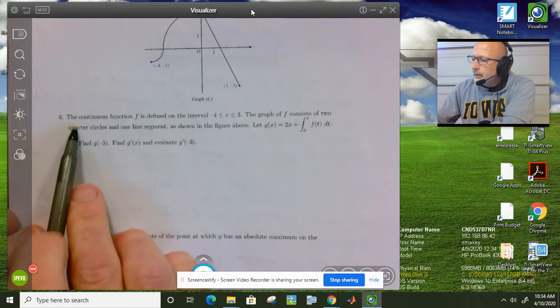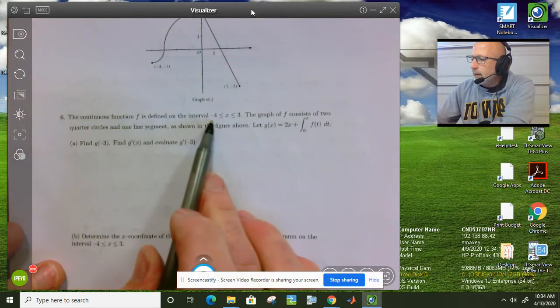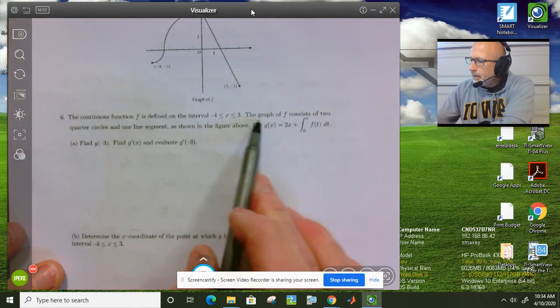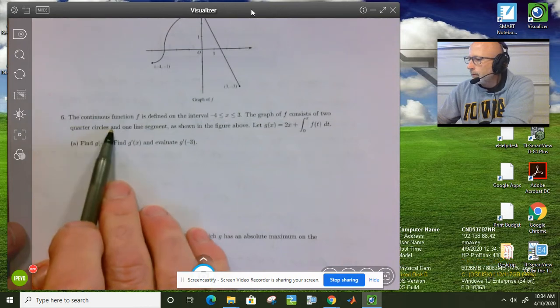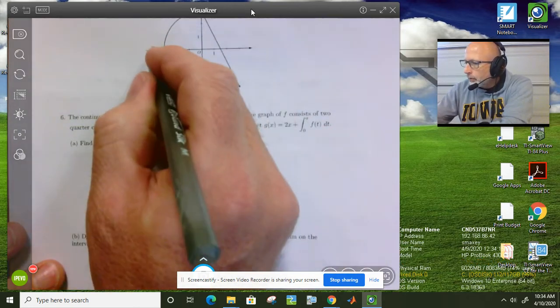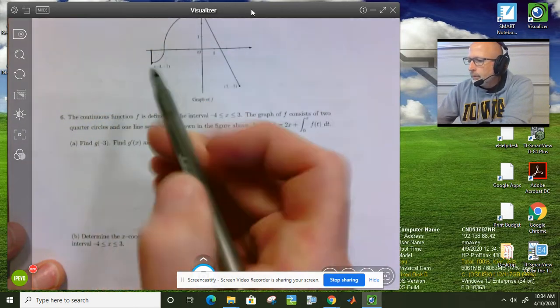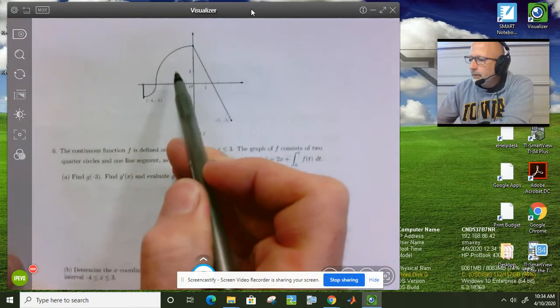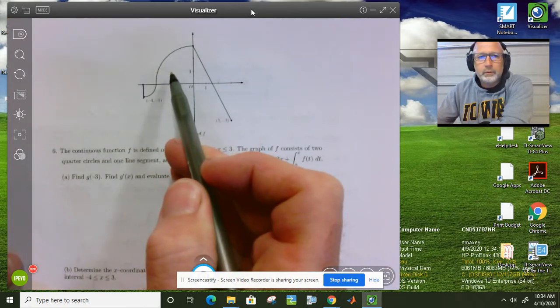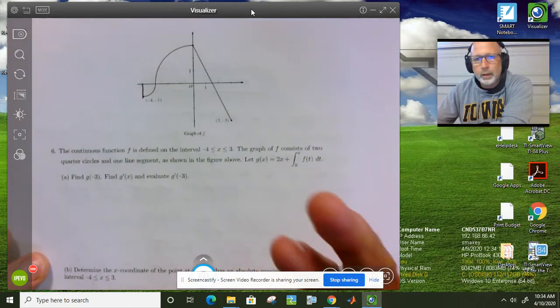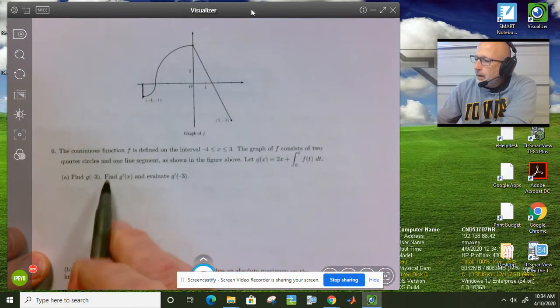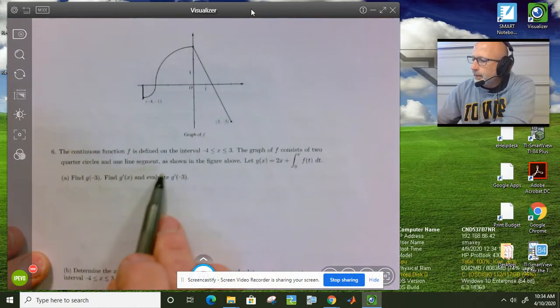Okay, so continuous function f is defined in the interval from -4 to 3. The graph of f consists of 2 quarter circles. So here's a quarter circle right here, right there. And then this right here is a quarter circle as well. So I'm going to have to find those areas more than likely. Okay, and one line segment. So there's the other line segment as shown in the figure below.